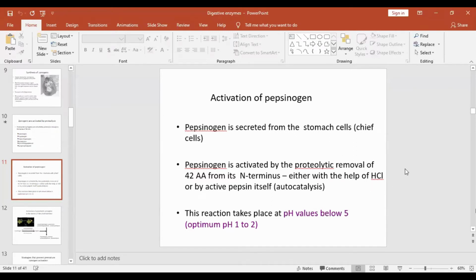This is helped by HCl. Once that certain part of the long protein is removed, it becomes active. The reaction takes place at pH values below 5, and the optimum pH is 1 to 2. In this way the zymogen pepsinogen gets activated, after the removal of a certain amino acid length.